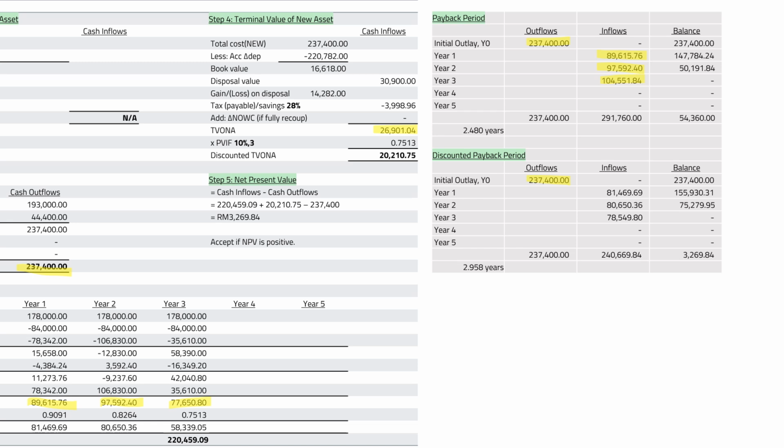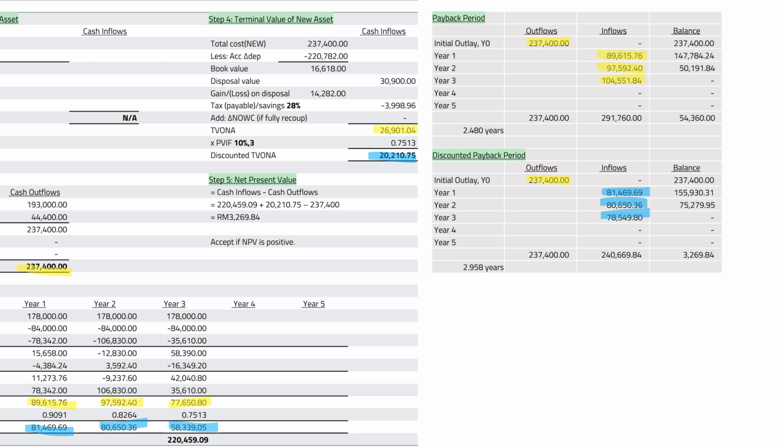In discounted payback period, we use discounted inflows or outflows, it depends. In DPP, we basically use discounted cash flows to take the time value of money into account. So year 1, 81,000 comes from here, 80,000 comes from here, 78,000 is 58 plus 20, so you get 78,000.